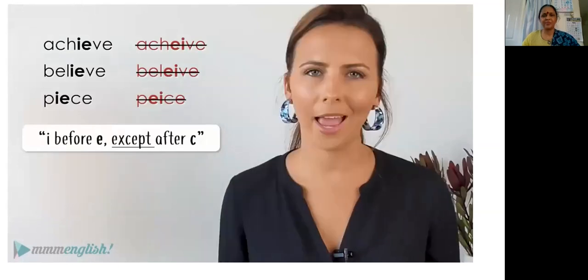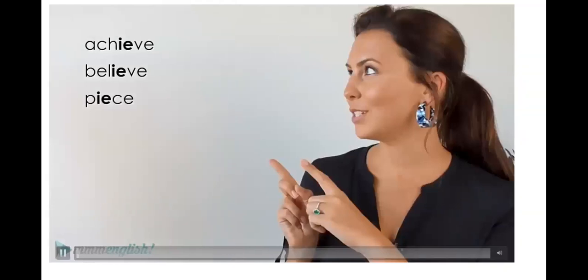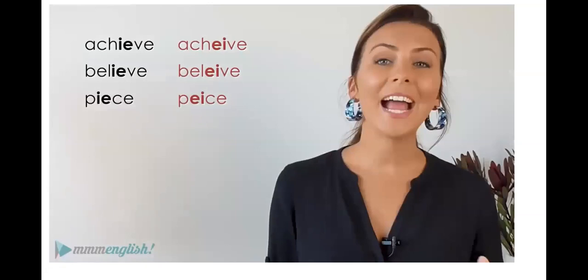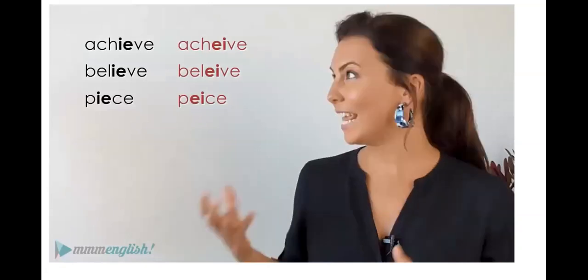Let's take a look at these words: achieve, believe, and peace. Now, these words are sometimes misspelled like this, with E before I. And it's an easy mistake to make. In fact, phonetically, it kind of makes more sense. Words with I and E, or E and I, often cause spelling headaches.